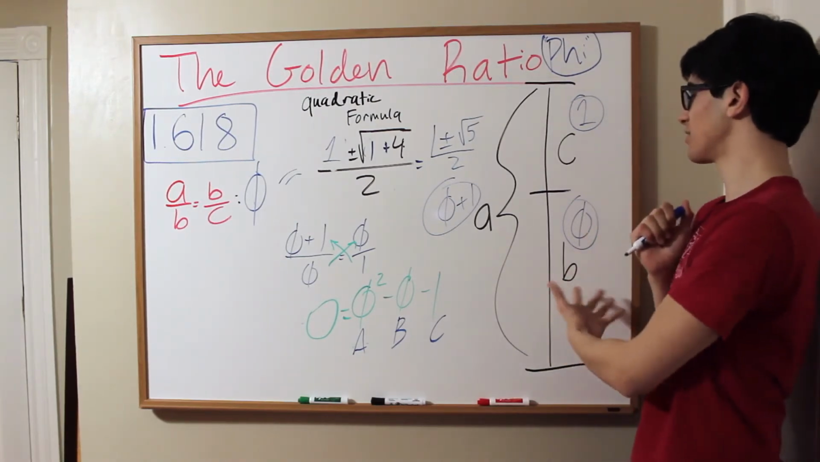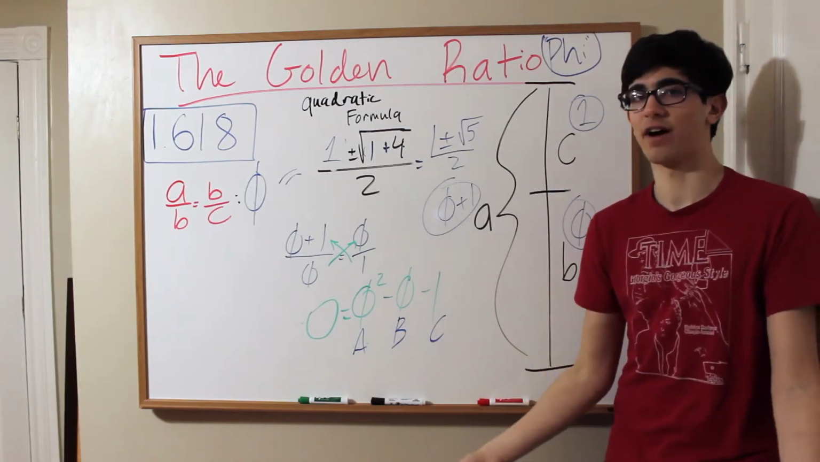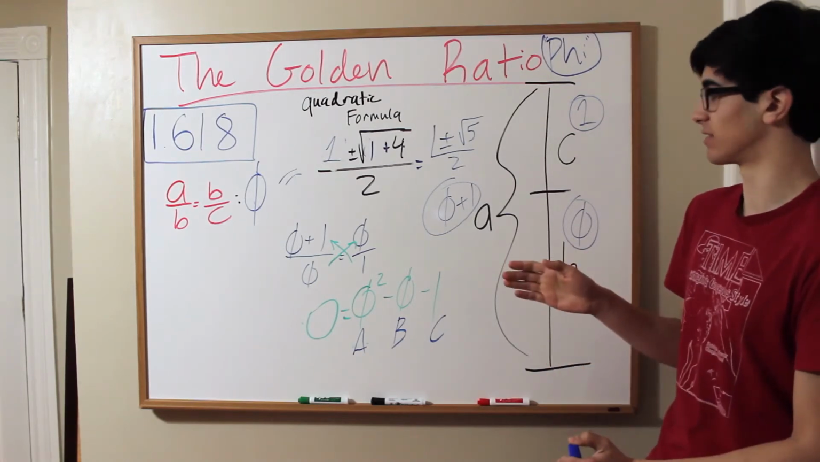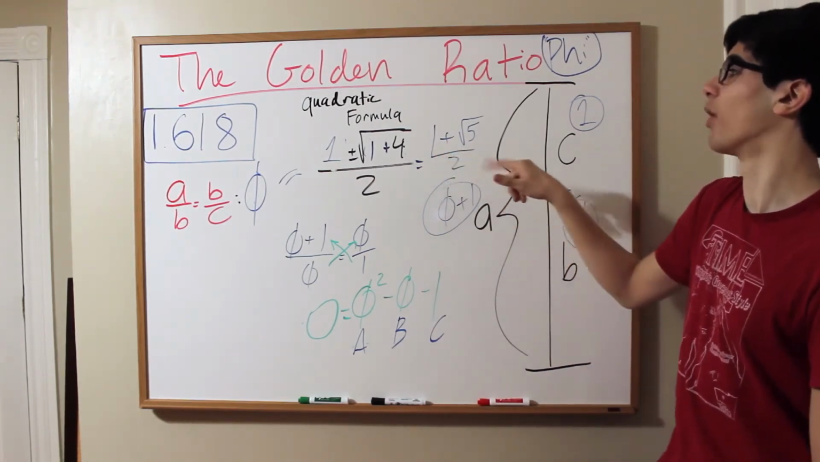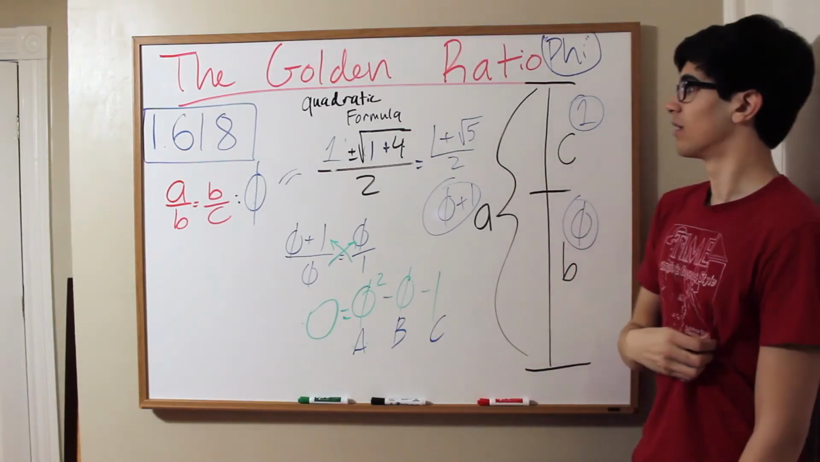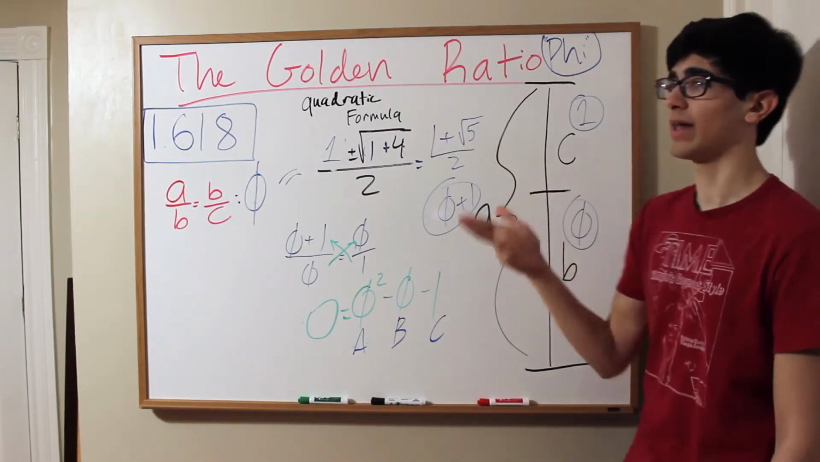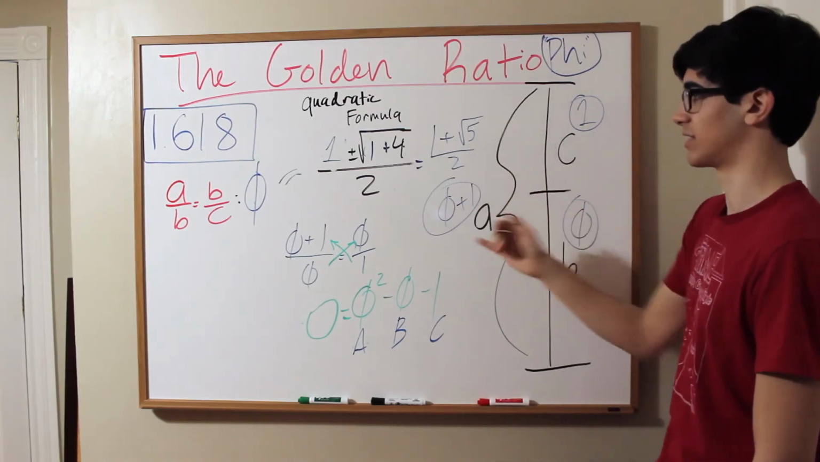But because we define phi in terms of length, in terms of a line segment, we can't call phi negative. Phi can only be positive, because line segments can only be positive. And that right there takes away our negative. So we can only do 1 plus square root of 5, because square root of 5 is bigger than 1. Square root of 5 is, I don't know, about 2 point something. So 1 minus 2 would be negative, divided by 2, still negative, and phi has to be positive.